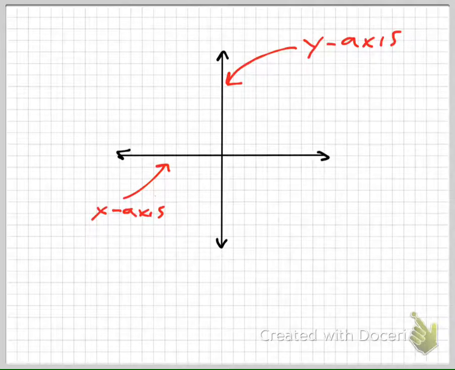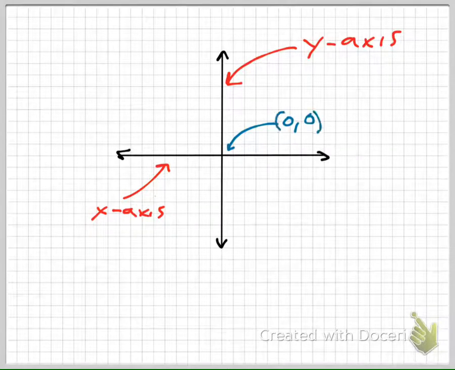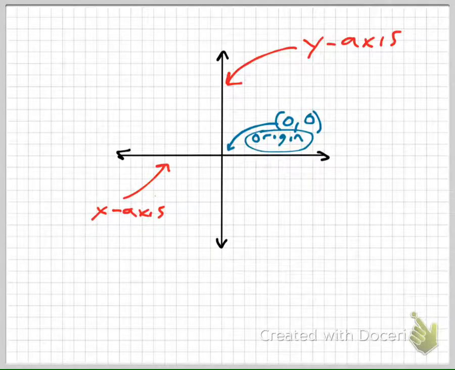Okay. This point right here has a very special name. The point where the two meet has a special name. First of all, what are the coordinates of the place where they meet? 0, 0. That is 0, 0, right? And what is that called? It's called the origin. That is also called the origin. You need to know that. That's an important term.